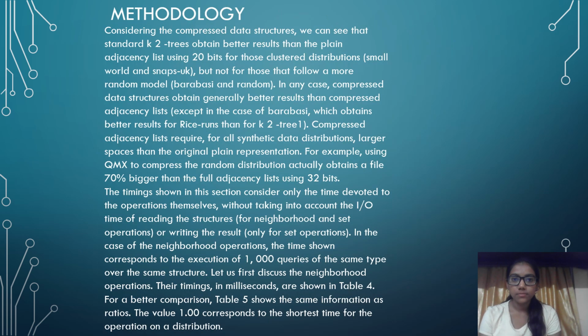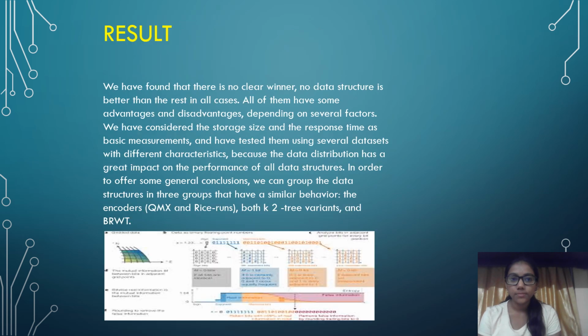Architectural model. This is the methodology. Considering the compressed data structures, we can see that standard K2 trees obtain a better result than the plain adjacency list using 20 bits for those clustered distributions. And the value 1 corresponds to the shortest time for the operation on a distribution.